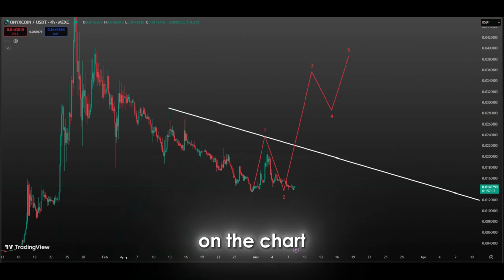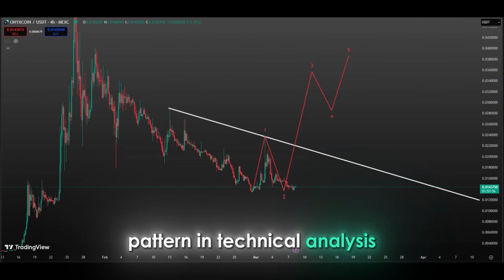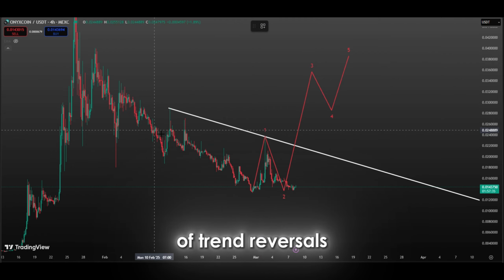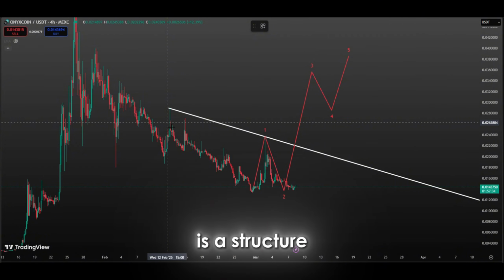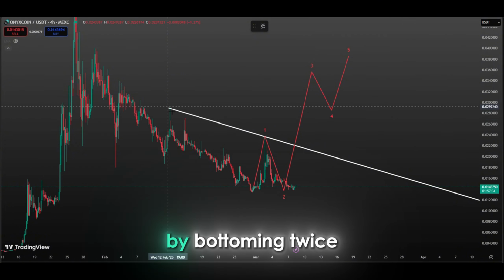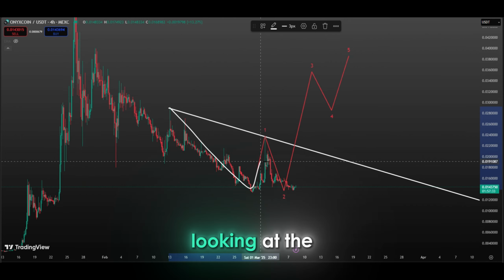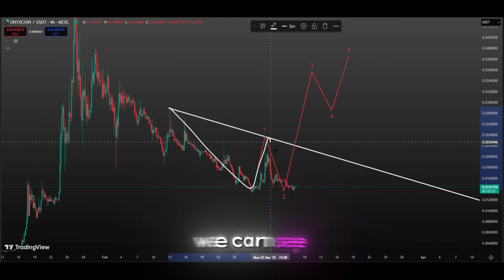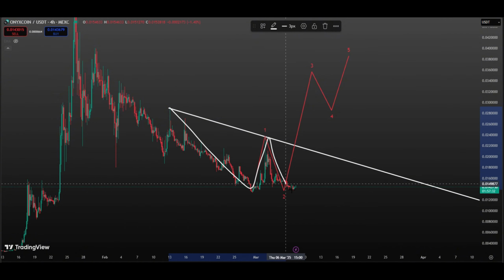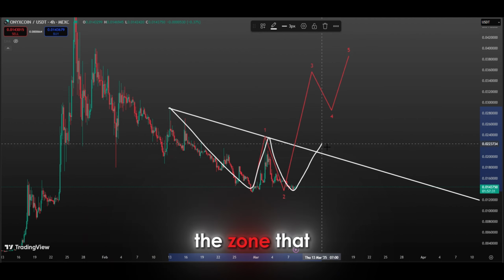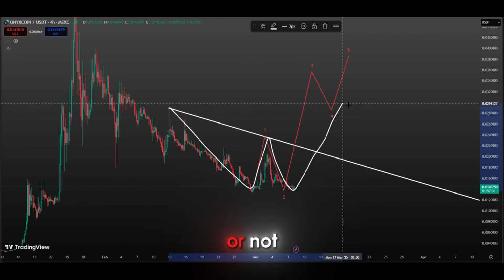Another important formation on the chart is the W pattern. In technical analysis, this pattern is also known as a double bottom and is often considered a harbinger of trend reversals. The W pattern is a structure in which the price reacts upwards by bottoming twice at a certain support level and then starts to rise. Looking at the price action right now, we can see that the pattern is at the second bottom. The second bottom is the most critical point in the W pattern, because this is the zone that determines whether buyers will step in or not.